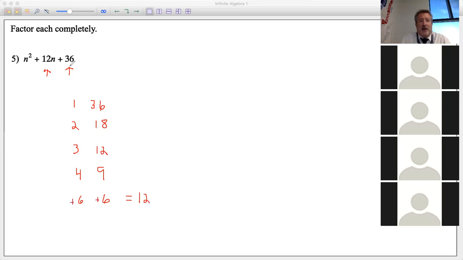Notice none of these were negative because the last number here was positive. Now, technically, I guess all of these could be negative. A negative times a negative is a positive. But notice when we add these, we would get a negative. So I didn't need to consider any of the negative answers.